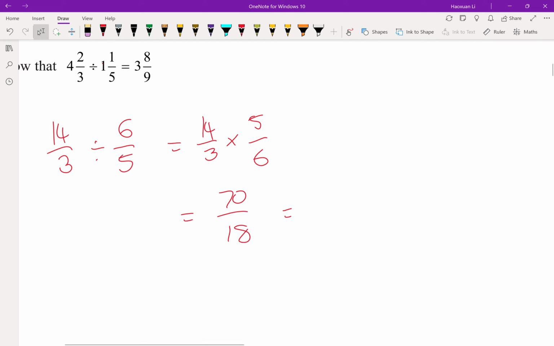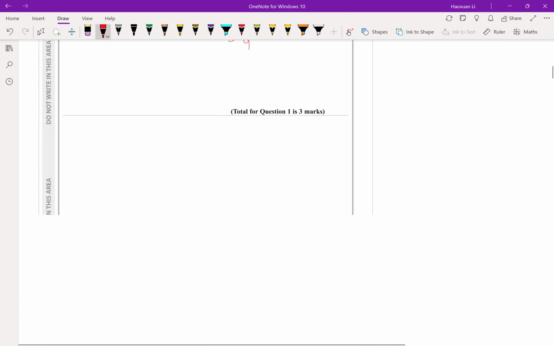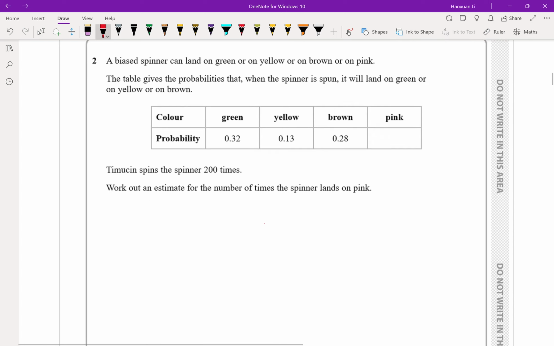And then if you're converting it back, you simply see how many 18 can fit into 70. So that's 3, and then 70 minus 54 will be 16/18. If you simplify it, this will give 3 and 8/9. Right, that's the 3 easy marks.